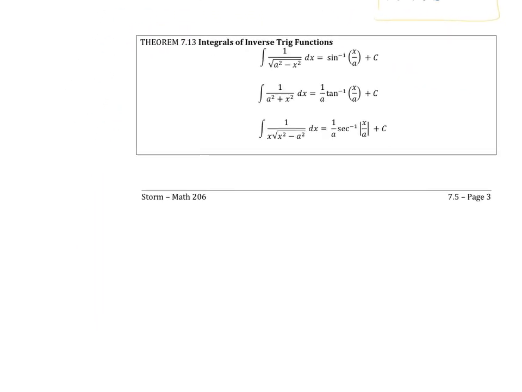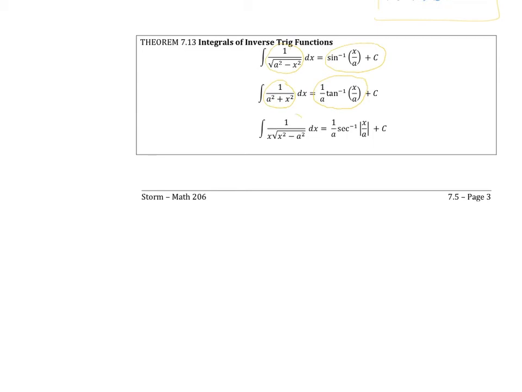So let's look at integration. In Theorem 7.13, we're looking at integrals of this type. Okay, if you have the integral of 1 over the square root of some number a squared minus x squared, that's just going to equal sine inverse of x over that number a. Okay, and then 1 over some number a squared plus x squared, that would be our tangent inverse. Okay? So it's 1 over a tangent inverse of x over a.